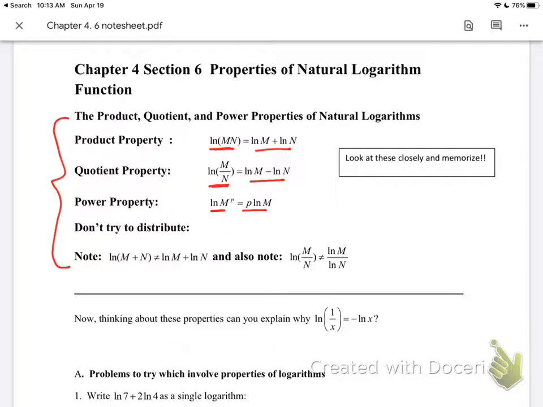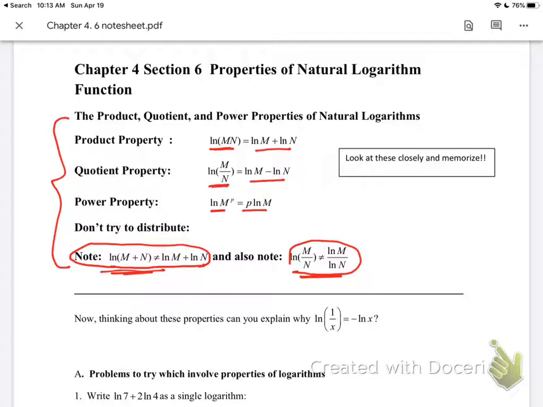Okay, but look at this. If you have this, that is not equivalent to the natural log of m plus the natural log of n. You cannot distribute natural log. Similarly, you cannot distribute natural log this way either. So these are no-nos. Recognize the difference between this right here and the product property, and this right here and the quotient property. Okay, so now let's start working on some of the problems.